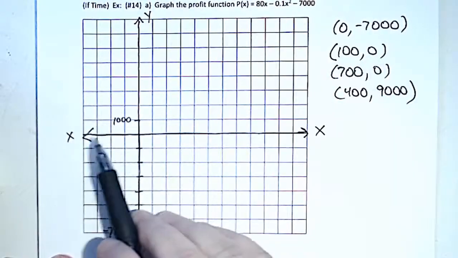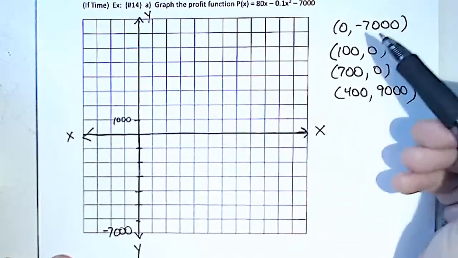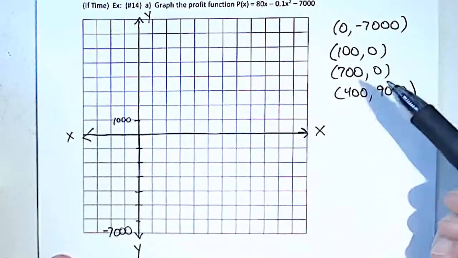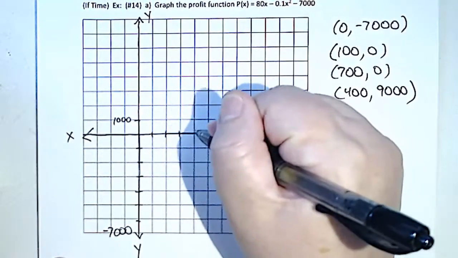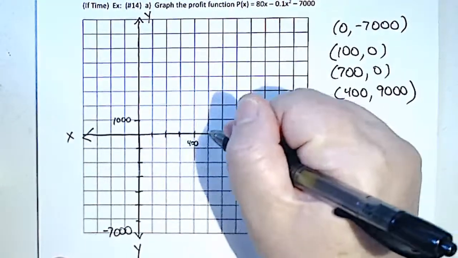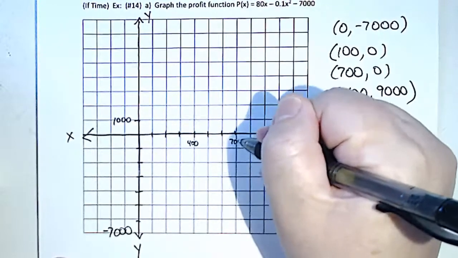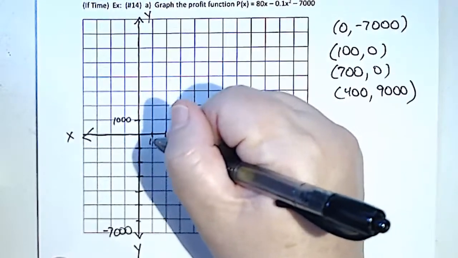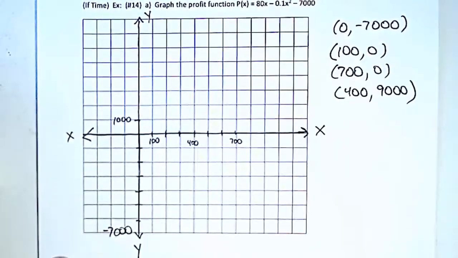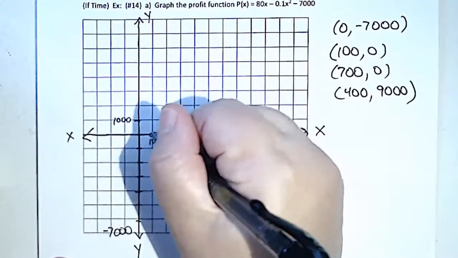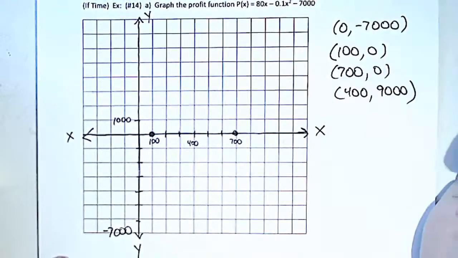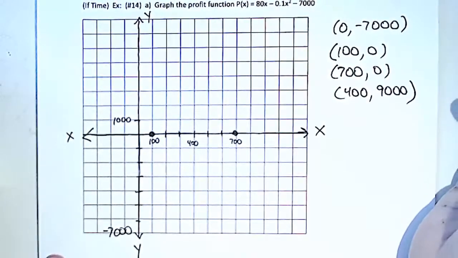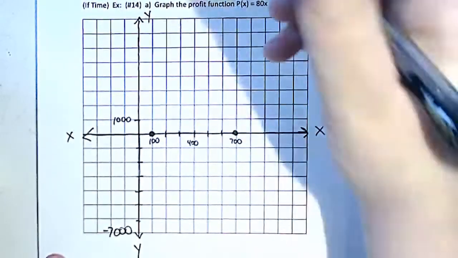So on the x-axis, though, my numbers are all in the hundreds. So I'm going to have a different scale. I'm going to have 100, 200, 300, 400, 500, 600, 700. Here's 100. And let's see, I've got 100 and 0, 700 and 0. Okay, and 400 is the one that's going to go up here.